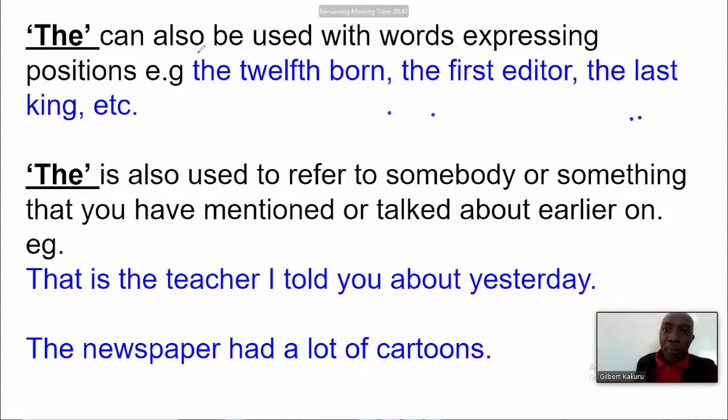Okay. Then when you're talking about positions, I think you can also send me some more words on this one in my chat. Positions, like the 12th born. Some of you are firstborns. You don't say firstborn, say the firstborn. I'm the firstborn in my family. Like that. I'm the lastborn.